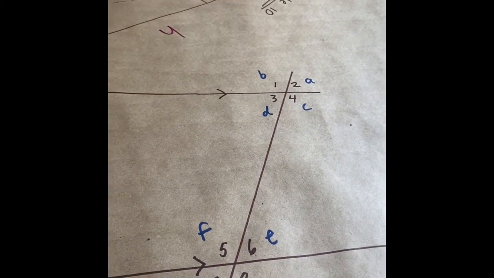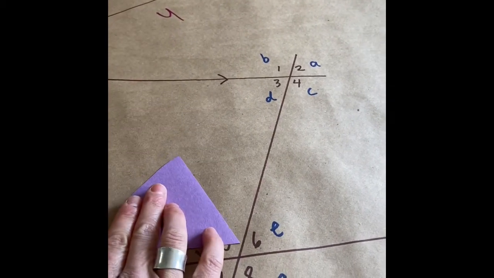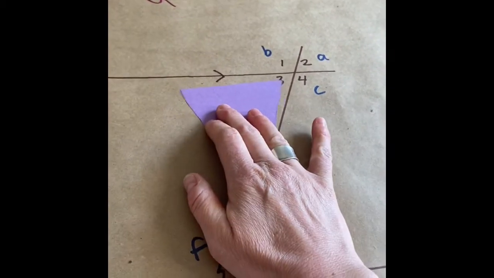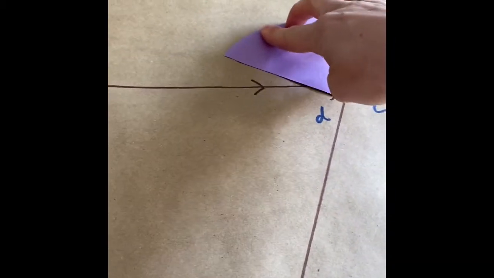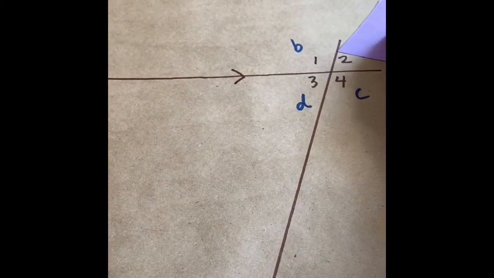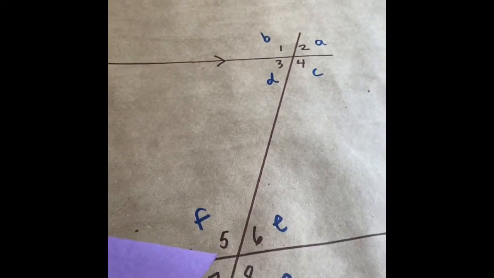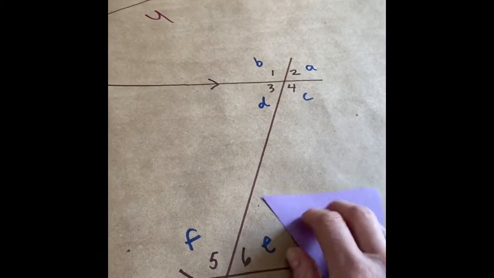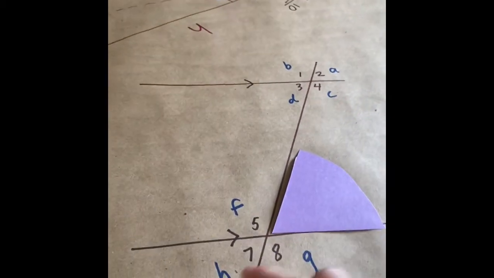But notice if I try to put this purple angle at 8 or at 5 or at 4 or at 1, that angle doesn't fit there. It's not equal to those ones. It's only equal to 2, 3, 7, and 6. That means that those 4 angles are all the same.